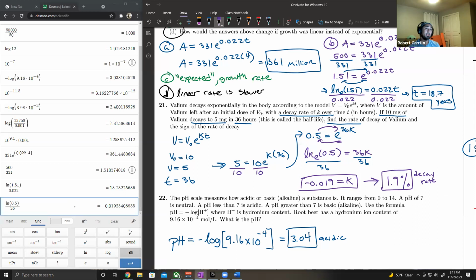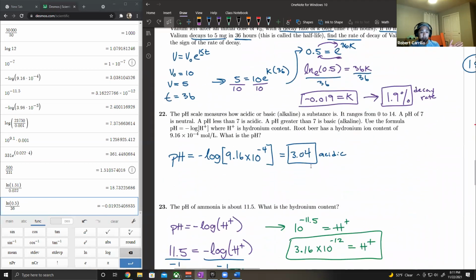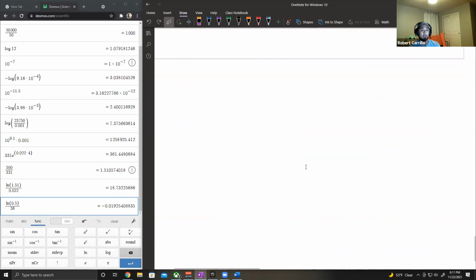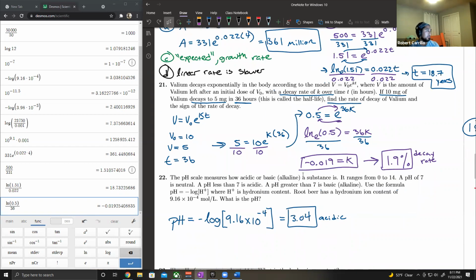Okay. And there it is, guys. That was common logs and the function, its inverse function, 10 to the x. Okay. Everybody go with that one.